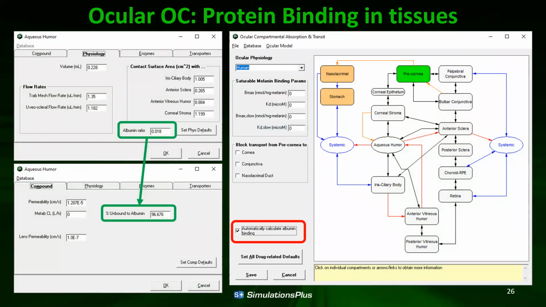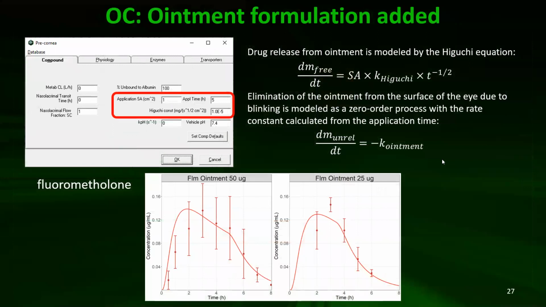So now I'm talking about the ocular compartmental absorption and transit model. Here we've included linear protein binding. We've added that to all ocular tissues based on the albumin ratio for each tissue and the plasma protein binding. Previously, we only had melanin binding incorporated. Another addition to the OCAT model is that ointment formulations have been added. So drug release from an ointment is modeled by the Higuchi equation, and elimination of the ointment from the surface of the eye due to blinking is also factored in as well. And here we have some of our verification work with fluorometholone.